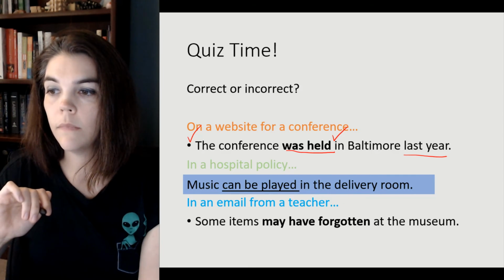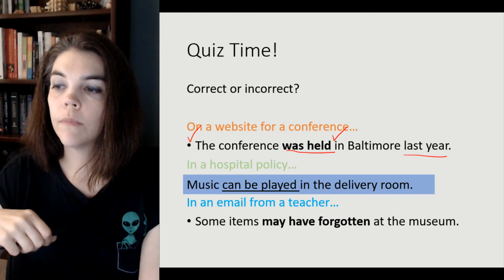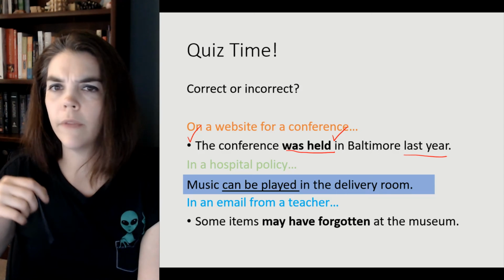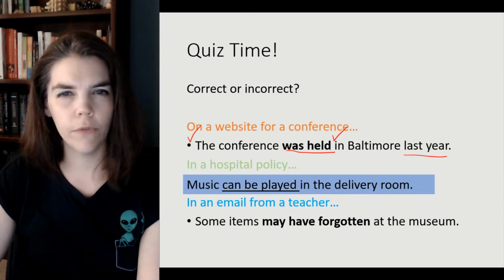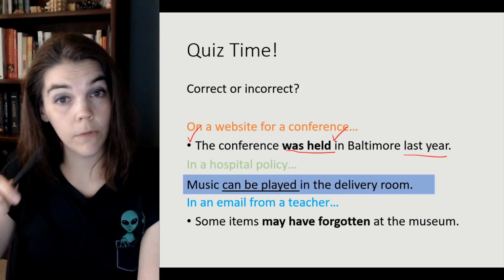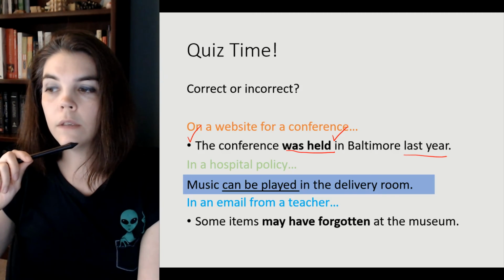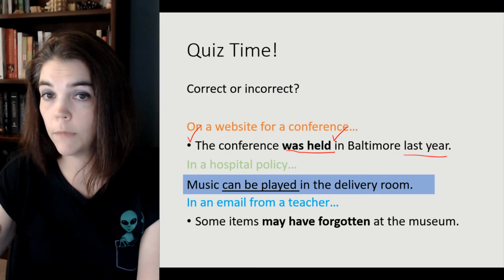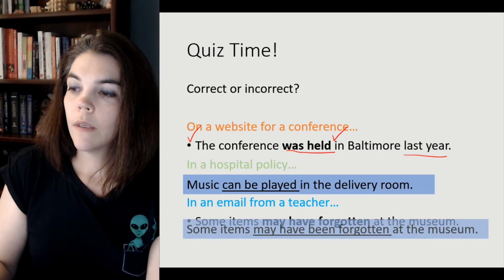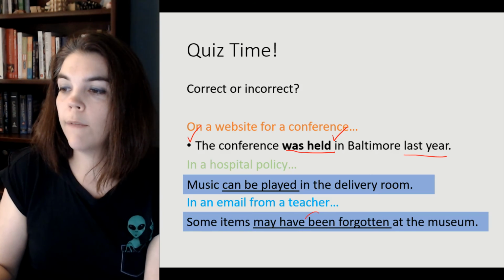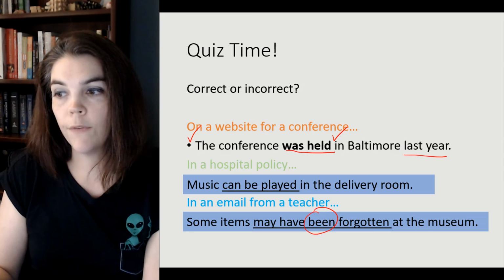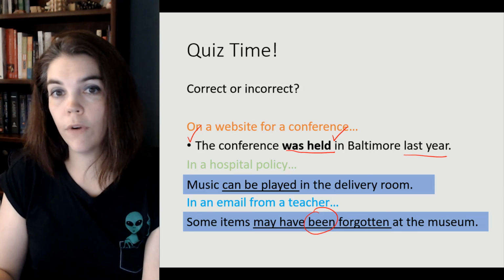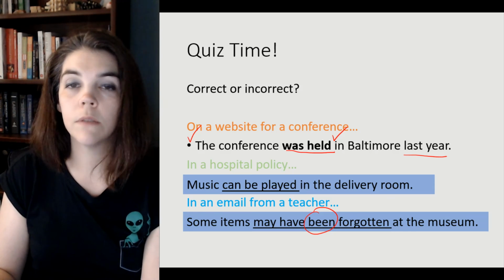Okay. In an email from a teacher. All right, some items may have forgotten at the museum. Well, that's weird because items don't forget. Someone forgets items, right? Okay. All right, what's past passive? Something's missing. So this is an example of where you have to make sure you have your been in there. If you don't have been in there, it means that items forgot, not someone forgot items. So it's actually pretty important to remember that little word.